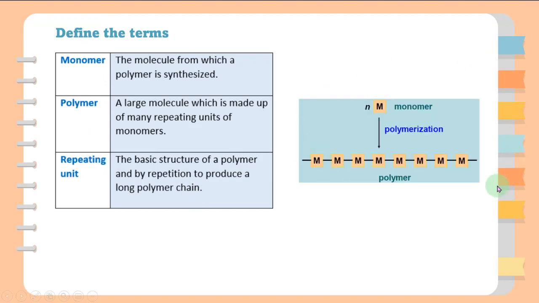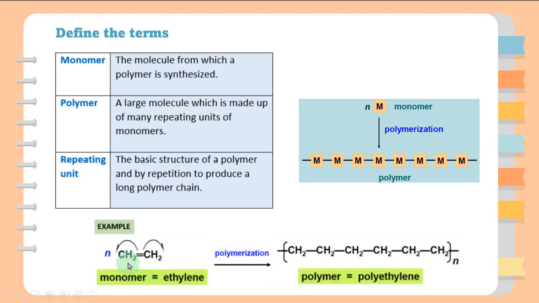Based on the diagram given over here, you have your monomer, which is your starting reactant, and when it undergoes polymerization, you are forming a long chain of polymer. All of these units, we call the repeating unit. For an example, we have the monomer ethylene. When it undergoes polymerization, you are forming a long chain of polymer. We represent this polymer using a bracket and the number n. This n represents the number of monomers.